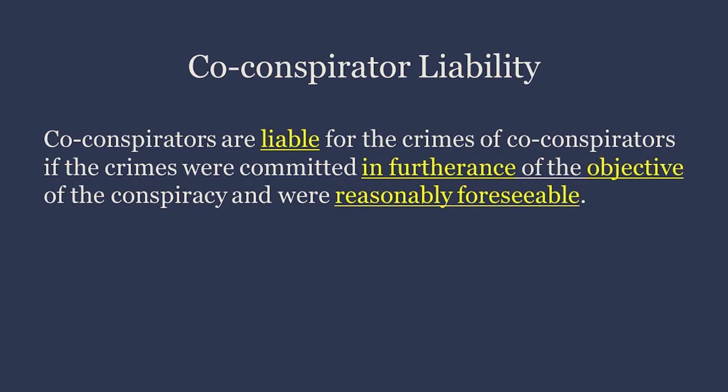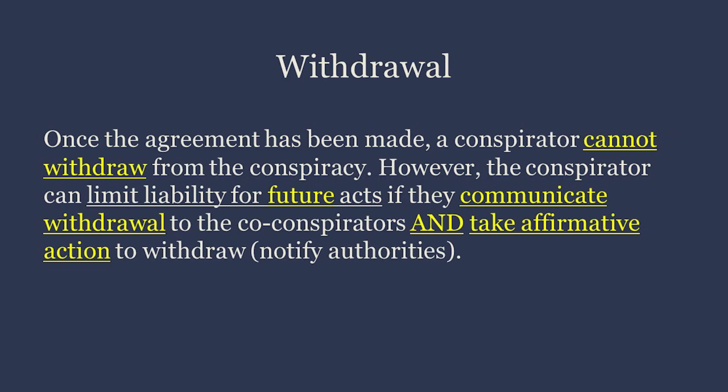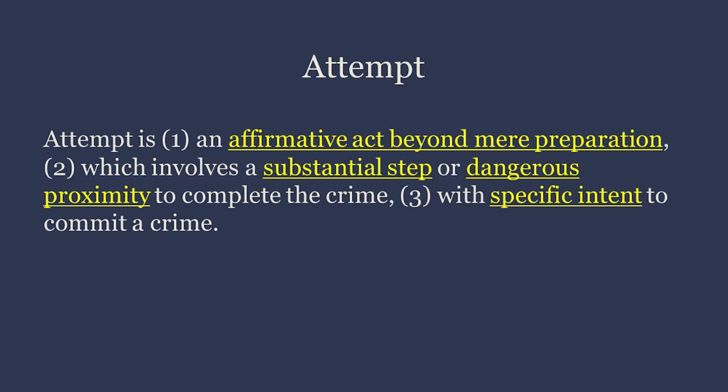Co-conspirator liability. Co-conspirators are liable for the crimes of co-conspirators if the crimes were committed in furtherance of the objective of the conspiracy and were reasonably foreseeable. Withdrawal. Once the agreement has been made, a conspirator cannot withdraw from the conspiracy. However, the conspirator can limit liability for future acts if they communicate withdrawal to the co-conspirators and take affirmative action to withdraw. Notify authorities.